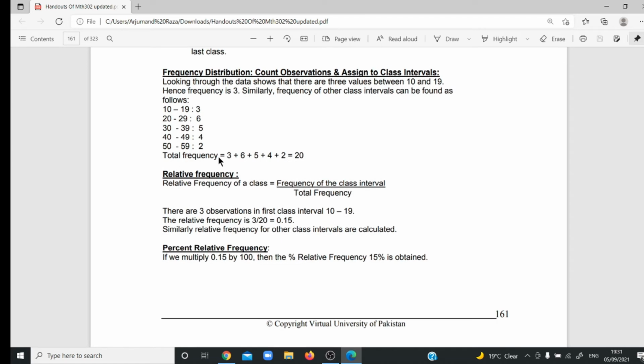Frequency is the number of occurrences of something, or how many times something falls in an interval. So for example, students received marks from 10 to 19, how many students were there, that is frequency. So 3 students received marks from 10 to 19, 6 students received marks from 20 to 29, and 5 received 30 to 39. This is what we call the frequency.